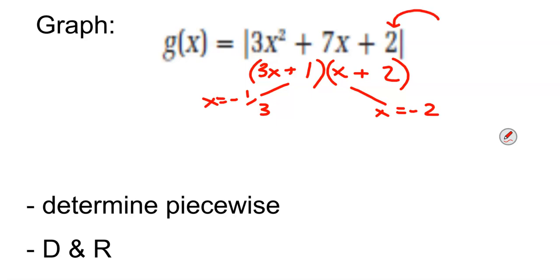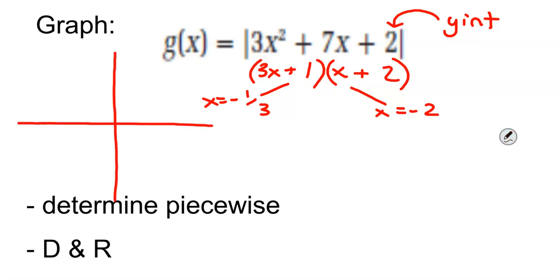Now when I look at the y-intercept, remember that the y-intercept is always that constant. So I already know that my graph is going to have some of those key points. So a y-intercept at 2, x-intercepts at negative 1/3 and negative 2. Now, I know that my vertex is going to be somewhere in here, but I need to figure out exactly what that vertex is. So I'm going to start by going negative b over 2a, which in this case is negative 7 over 6. Or if I change that into a decimal to make some of you happy, that's approximately negative 1.2.